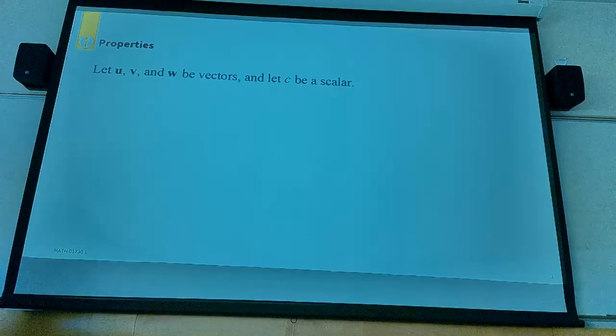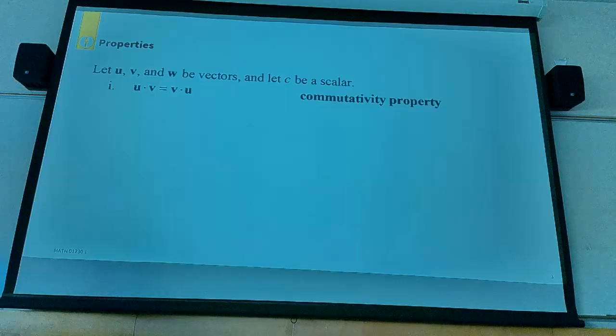So, properties of the dot product. Let's say we have three vectors, u, v, and w, and some scalar c. The dot product is commutative. The order in which you do it doesn't matter. That is fairly simple to prove.